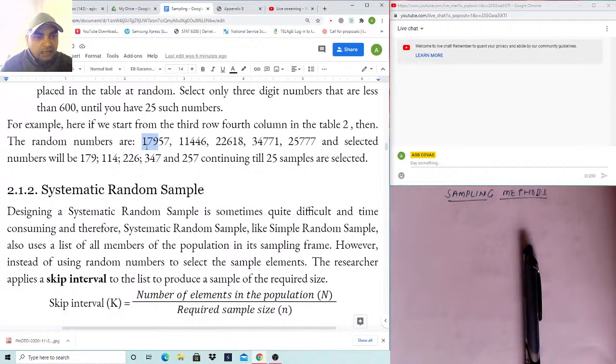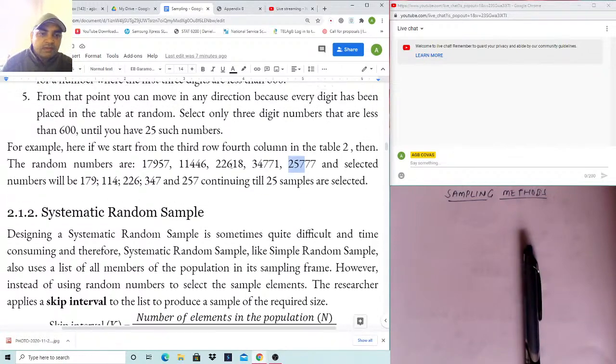Then this is 179. Then this will be 114. Then this will be 226. This will be 347, and this will be 257. And all these numbers are less than 600, so they get selected. And simply like this, you have to select random numbers until you get the 25 set. So this is how you can use a random number table for selecting the individuals.